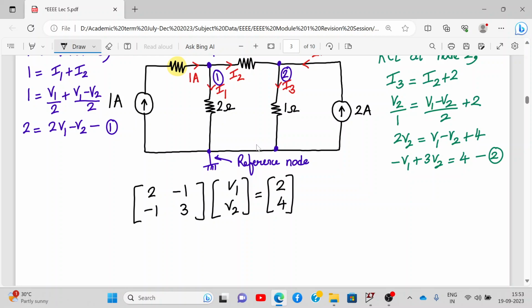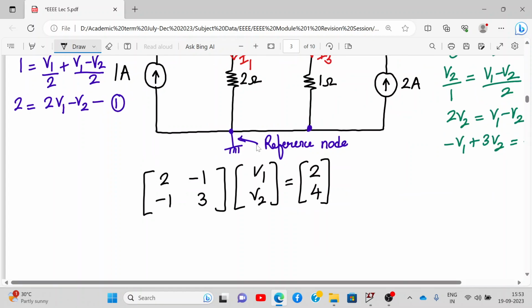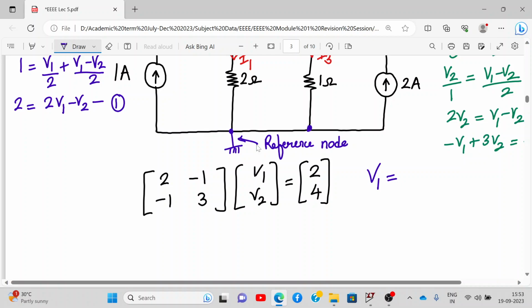So kindly solve equation number 1 and 2 simultaneously using a calculator and calculate the value of v1 and v2. All right, so the value of v1 is coming out to be 2 volt and v2 is equal to 2 volt. So these are the voltages we are getting. So both voltages are equal to 2 volts. So that is the answer.